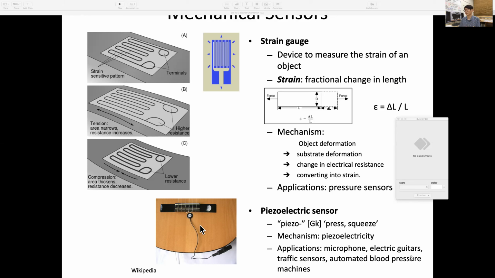A piezoelectric sensor is another one. Piezo means press and squeeze, which will generate piezoelectricity. So microphones, electric guitars, traffic sensors, even automated blood pressure machines use piezo. Sorry, I have to correct it. These guitar ones are actually piezoelectric sensors, which measure this pressure and directly convert it into voltage. And so that is a piezo. You see this mechanical pressure can induce a voltage change.